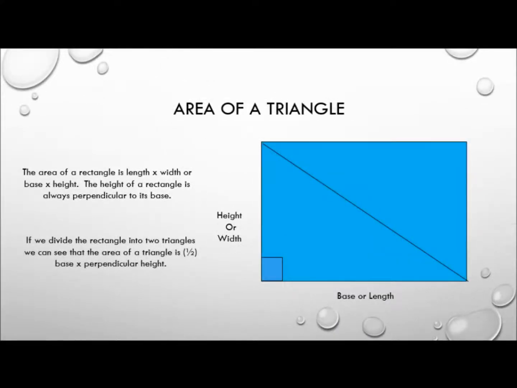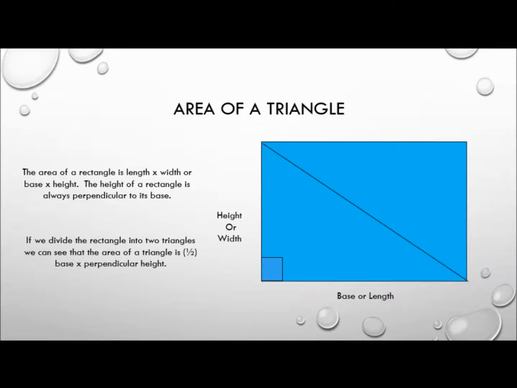Now we know that the area of a rectangle is just length times width, but we can also call the length of a rectangle the base, and we could call the width the height. And we could say then that the area of a rectangle is base times height.